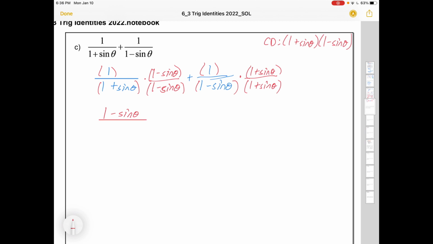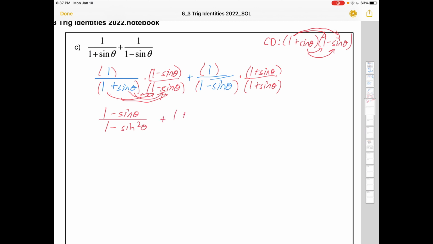On the bottom, one of the properties of multiplying a conjugate out, that's where you have binomials with opposite signs in the middle, is you'll get 1 minus sine theta plus sine theta. Oh, those will go away. And then minus sine squared theta. So when I FOIL this all out, it's going to give me 1 minus sine squared theta.